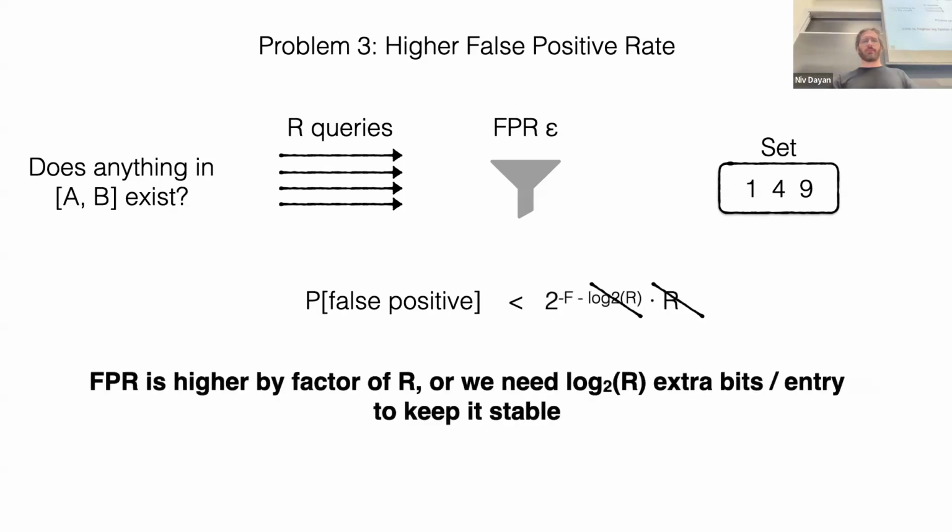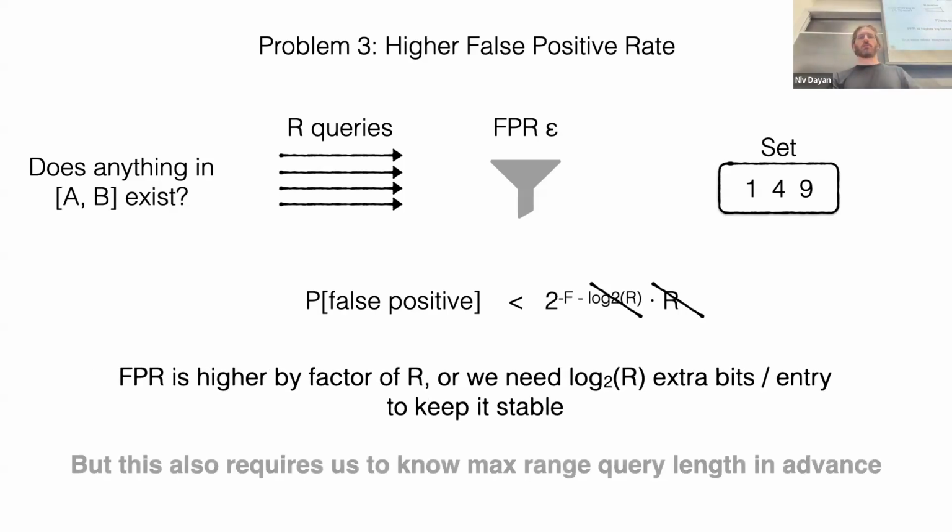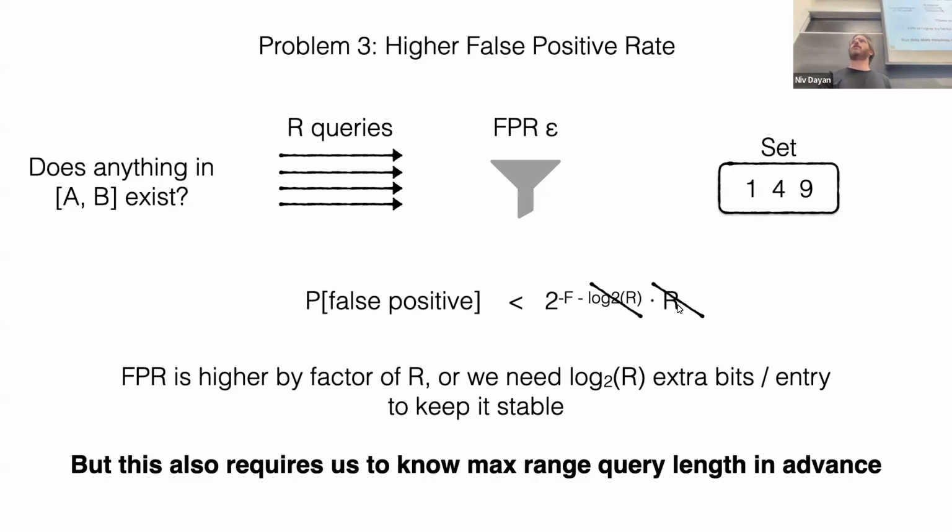Okay. So overall, what's the story here so far? Either our FPR is higher by a factor of R, or we can use log R extra bits per entry. But overall, this is a worse trade-off than we had before, and the trade-off gets worse the bigger R is. And also note that even if we wanted to apply this trick, we have to know what R actually is. So this does not allow us to support truly variable length queries, because we have to commit to a given R up front, and that's going to bound the maximal range query size that we can issue.